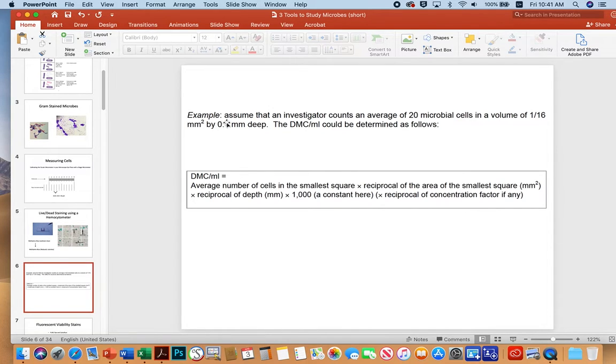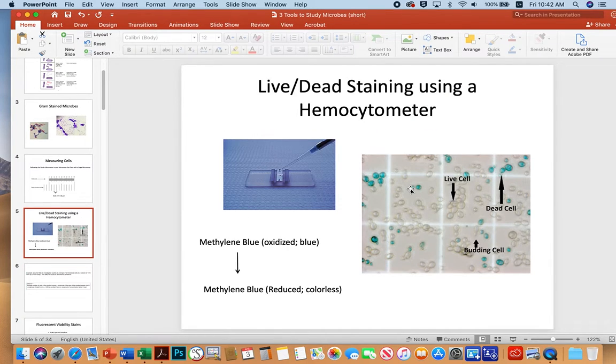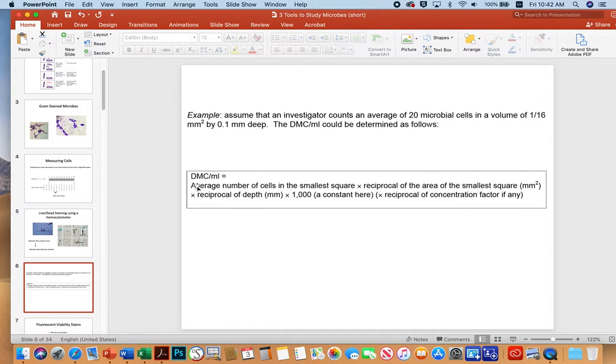So in this particular example, assume that an investigator counts an average of 20 microbial cells in a volume of 1/16 millimeter squared by 0.1 millimeter deep. The DMC per mil can be determined using this. So the average number of cells in the smallest square. So again, taking the total number of microbes in each of these 4 squares and then averaging it would go here. The reciprocal of the area of the smallest square. So here's our area of the smallest square. So we want the reciprocal of that, 1/116.